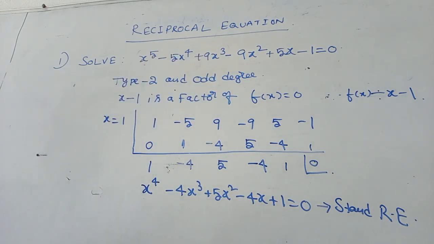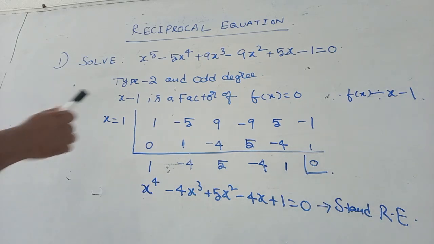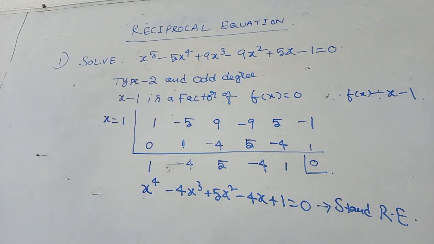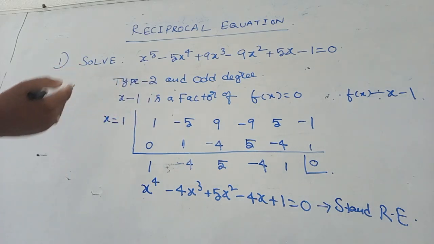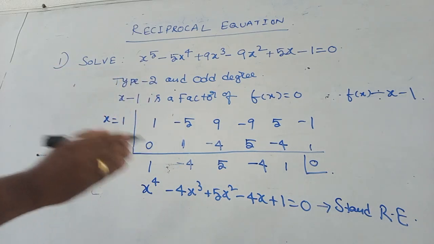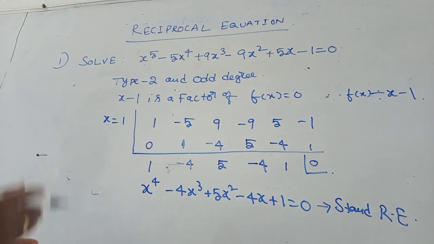Type 2 and odd degree, we discussed that it will be having a factor as x minus 1. Therefore, x minus 1 is a factor of f of x equal to 0. And we told that whenever you are having the other types, if you divide it by x minus 1, then it will be reduced to the standard reciprocal equation. That's what we will do now.